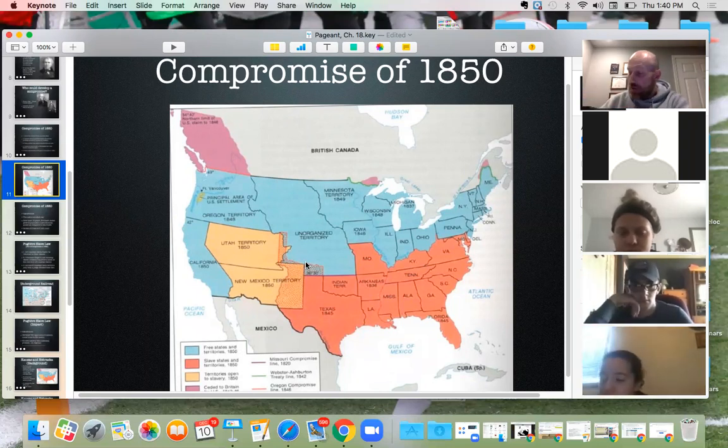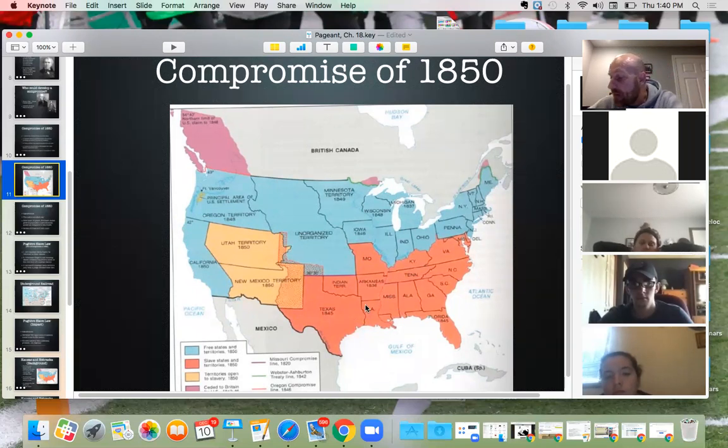The northern regions in blue is where slavery is forbidden, or at least supposed to be. In the region shown in, I guess this is reddish orange, this is where slavery is legal, right? These regions here. And territories in yellow, or orange-yellow here, this is where slavery will be determined by popular sovereignty, which there's going to be some problematic issues with that.